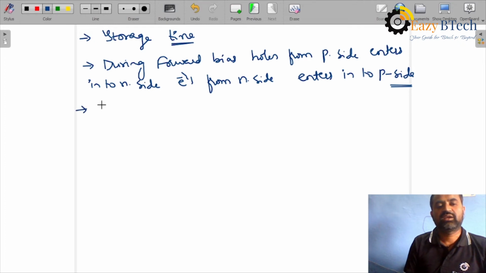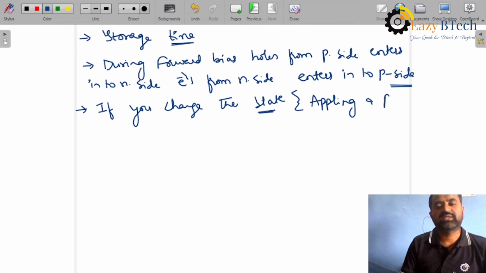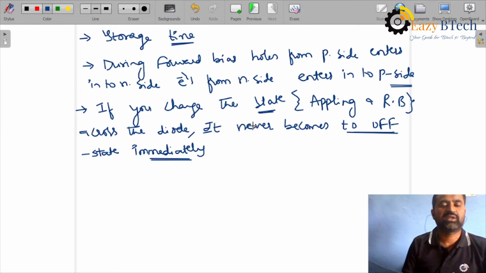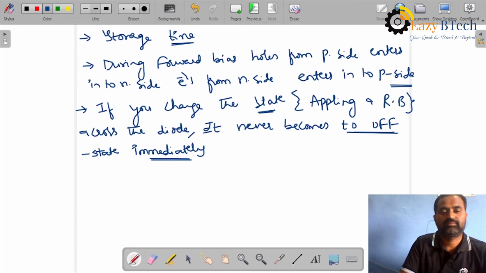Okay, now suddenly if you change the state, what happens? Changing the state means applying a reverse bias across the diode. It never becomes off state immediately. Now you can see what action happens. It is a junction.